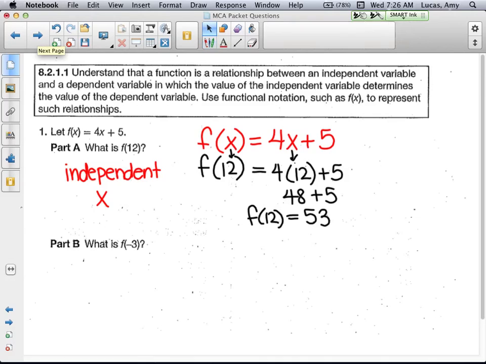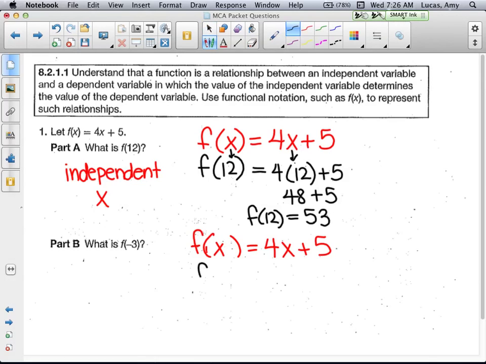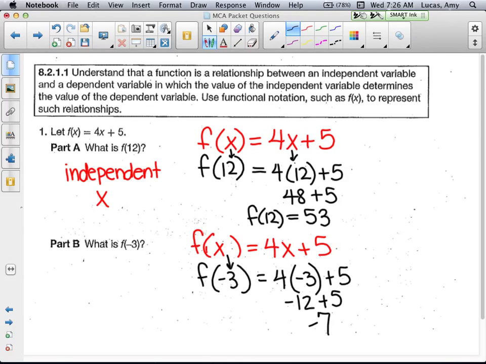What is the value at f of negative 3? Same process. I'll start with my general rule, and then I substitute, because they want the value of the function when x is negative 3. So I replace both x's with negative 3. 4 times negative 3 is negative 12, plus 5 is negative 7. So f, the function at negative 3, equals negative 7.